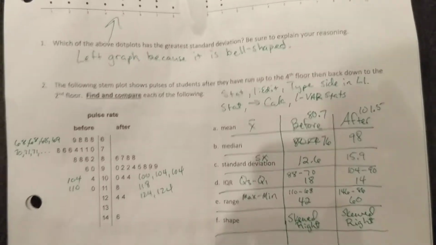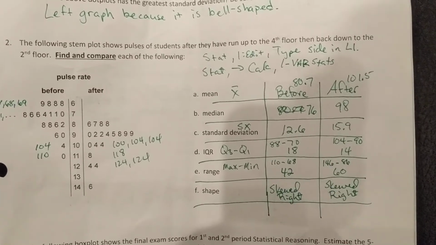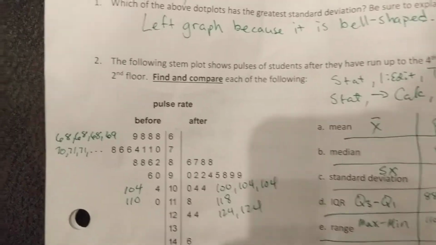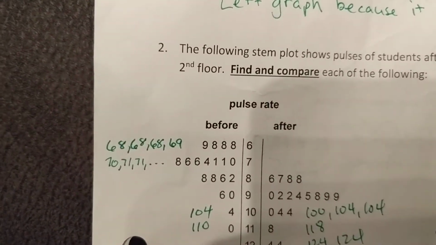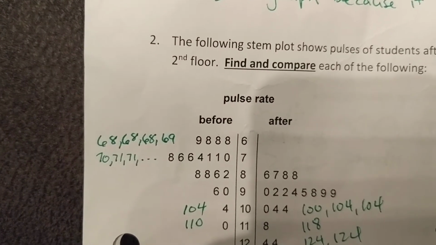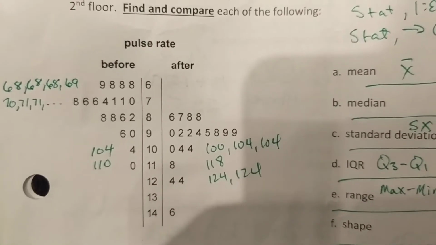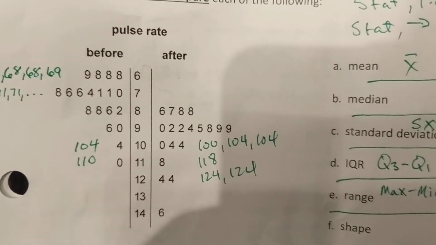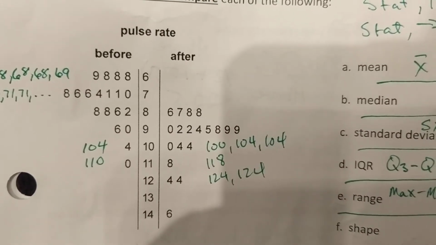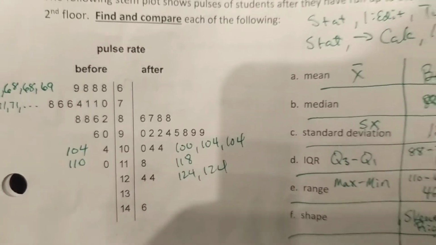Number two, you'll see I made a little table over here for before side and the after side. And if you notice, this is a back-to-back stem and leaf plot. So remember, that's really 68, 68, 69, 70, 71, 104, 110. And on the other side, the 10, 0, 4, 4 would be 100, 104, 104. The 11, 8 would be 118. The 12 and 4s would be 124 each.